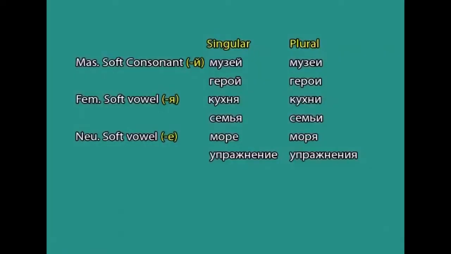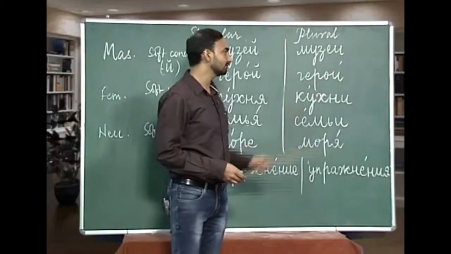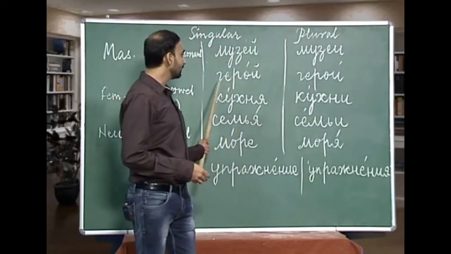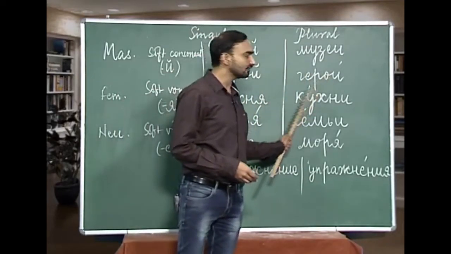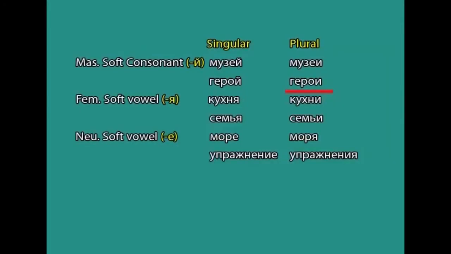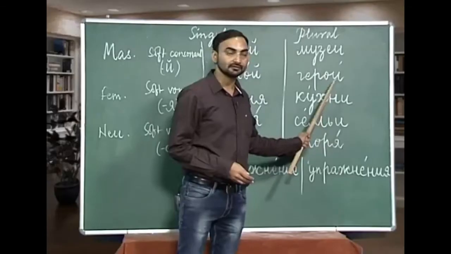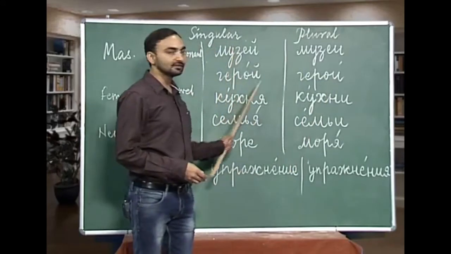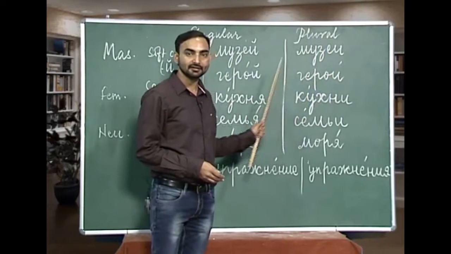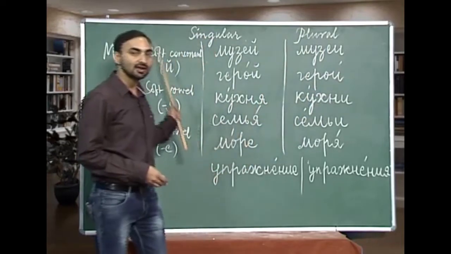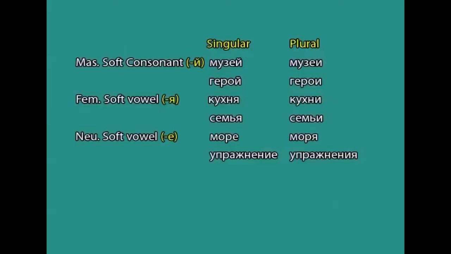So, what will be the plural of muzey? Muzei, but with soft I, not I kratkoye. The same way, what will be the plural of geroy? Again the same way, we will say geroi, again with soft vowel I. So, what we do is we replace I kratkoye with soft I, and that is how we make plural of masculine soft ending nouns.